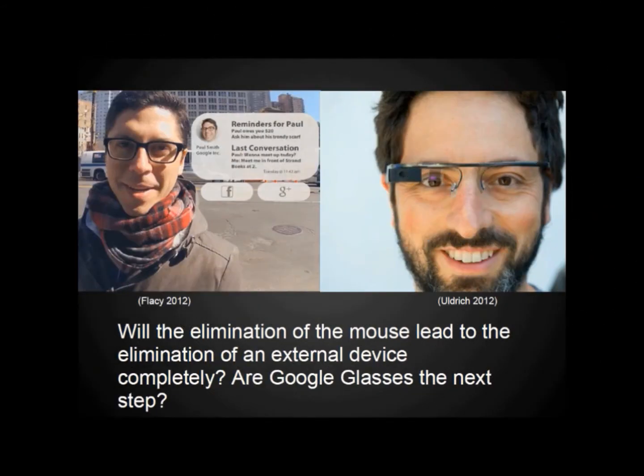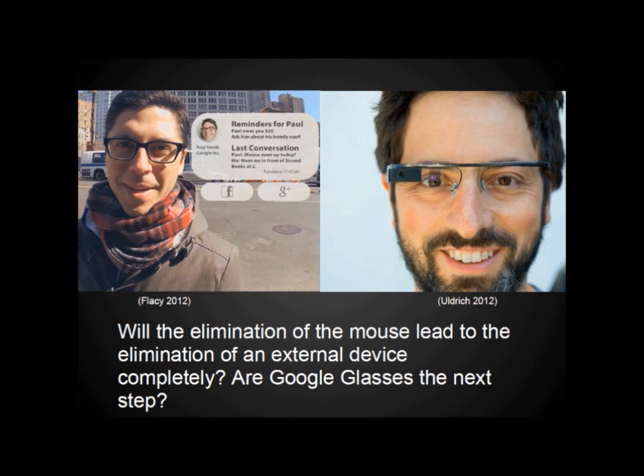Will the elimination of the mouse lead to the elimination of an external device completely? And are Google Glasses the next step? This subject is like the idea of virtual books replacing paper books. It is more cost efficient and eco-friendly to use virtual books, but the interaction between humans and paper are irreplaceable.